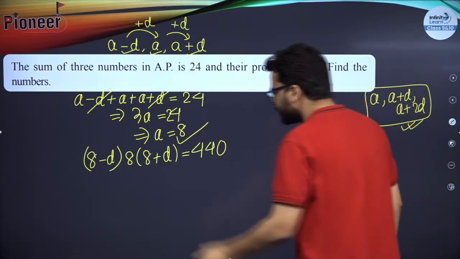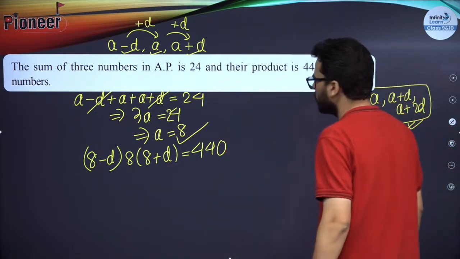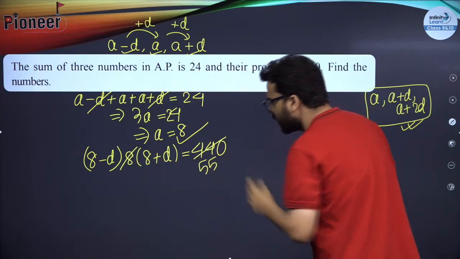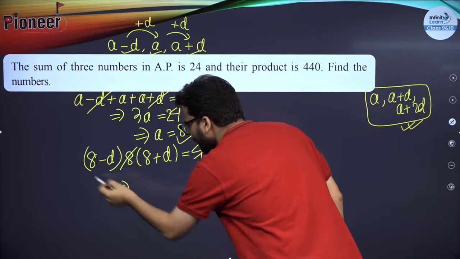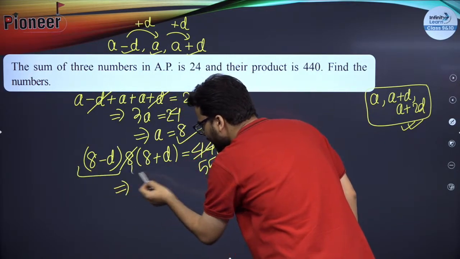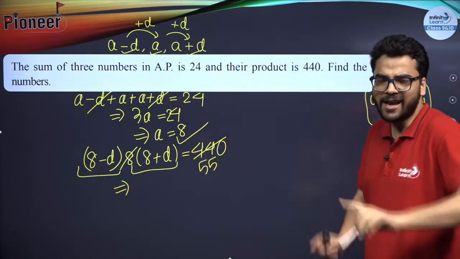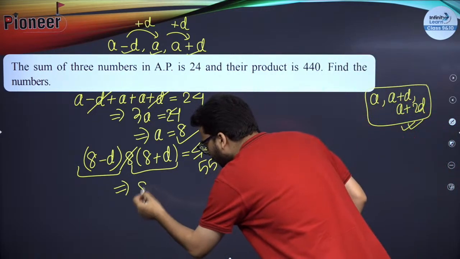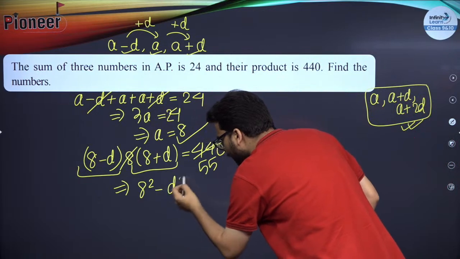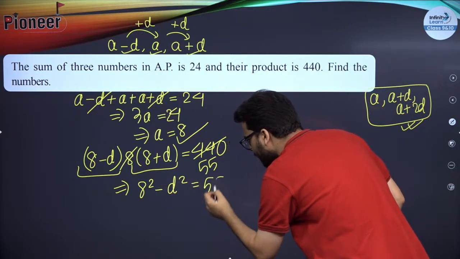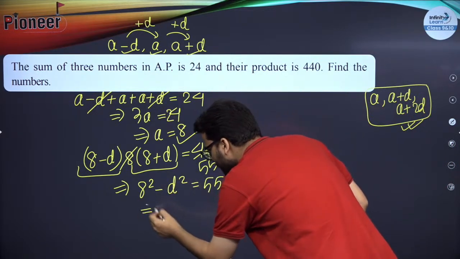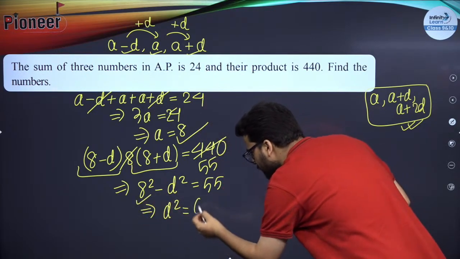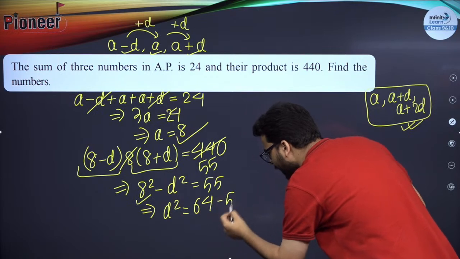So this will be 55 over here. Basically, can I write it like it is of the form a plus b, a minus b or not? 8 plus d, 8 minus d. So you can say it is a square minus b square form. So it will be 8 square minus d square, that is 55. Correct? Now d square will be what, guys? 8 square is 64, so 64 minus 55 is what?